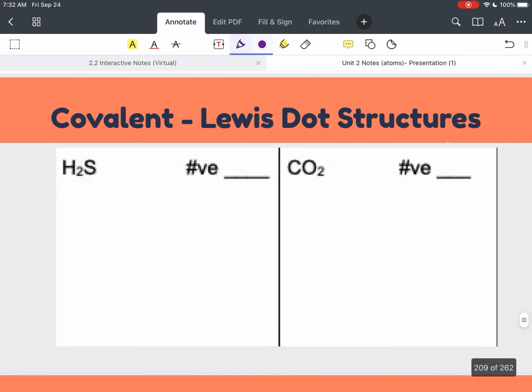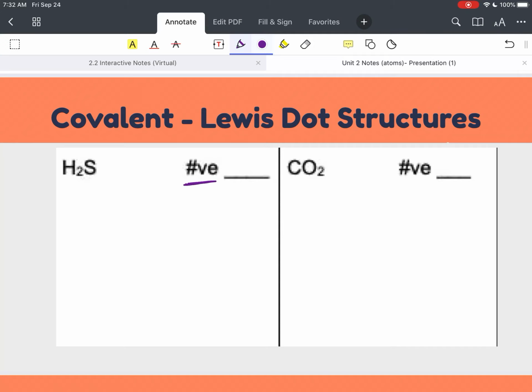So let's look at a few examples. I won't do all of these, but I will post some sort of key that you can use as you're practicing on your own to check your answers. So these are all covalent, right? Hydrogen and sulfur are nonmetals, so I'm going to draw them a little bit differently than I drew them for ionic. The first thing that I need to do is count my number of valence electrons because it's important that I'm not drawing too many.